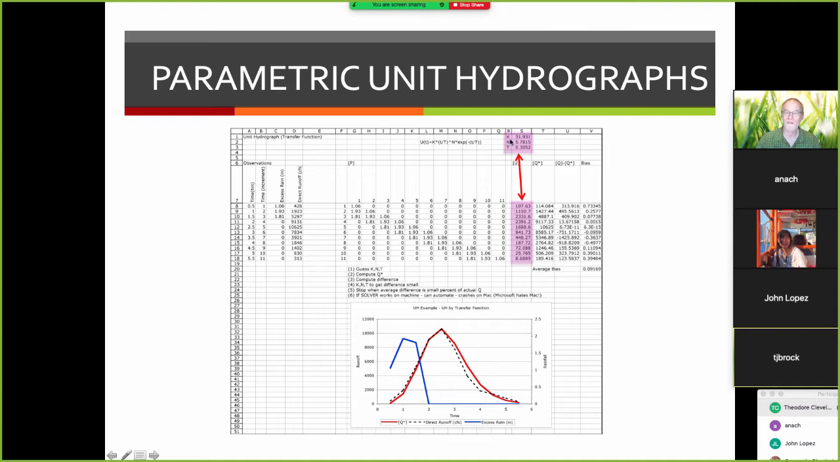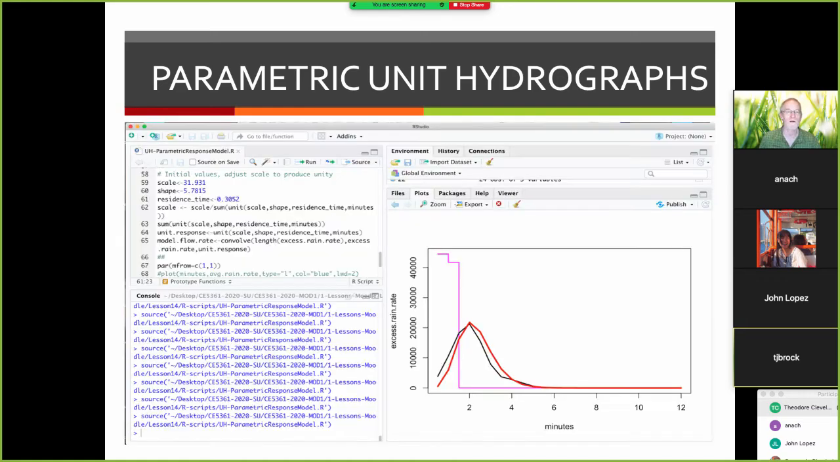So this is the functional representation that produces this red curve, whereas the black dashed curve is the observation. And even though there's substantial bias, which will always be the case, that's not a bad representation of the unit hydrograph response. Now where it comes handy is when we're going to apply a different rainstorm.